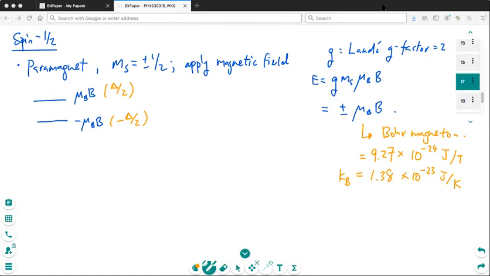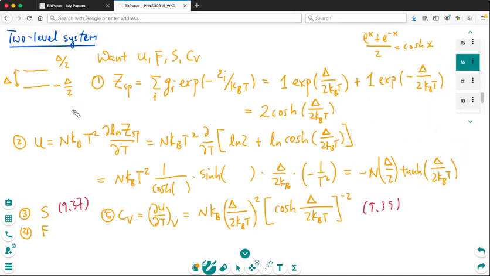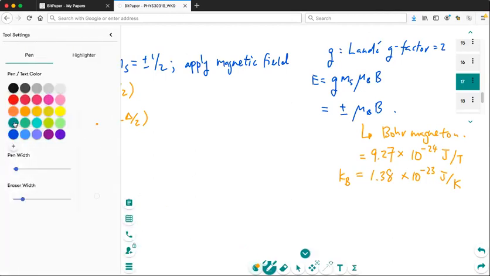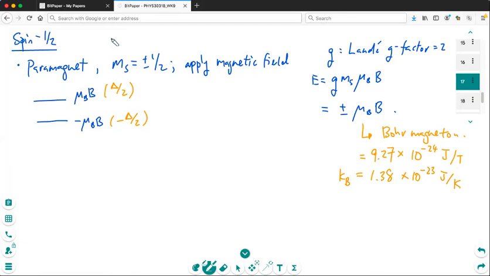Okay, so before the break, we set up this problem. And as we discussed, we simply have to replace this delta over 2 by mu_B B. So all the expressions we developed here can be used. I just want you to know how I get them, and I will not derive them again for the spin here. Instead I will just write them down and discuss the physics.